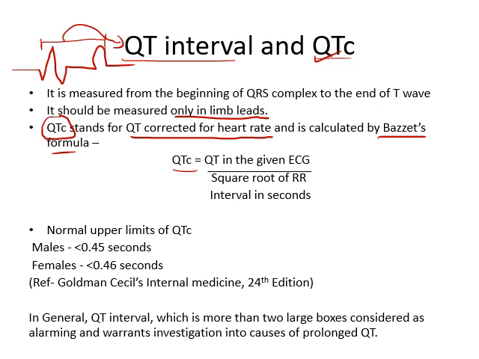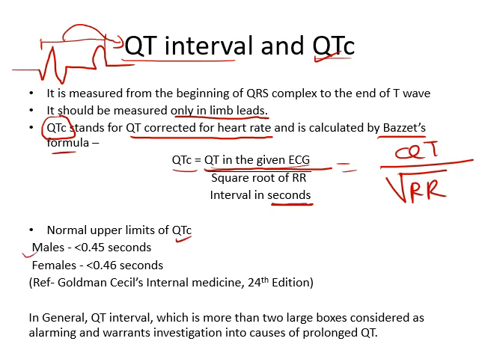QTC is equal to QT interval in the given ECG divided by square root of RR interval. So that is QT interval divided by square root of RR interval in seconds. You have to keep the RR interval in seconds, and QT interval you can keep in seconds or milliseconds. So what are the normal upper limits of QTC? If QTC is prolonged beyond these two values, it is considered as a prolonged QT. So in males it is less than 0.45 seconds and in females it is less than 0.46 seconds.